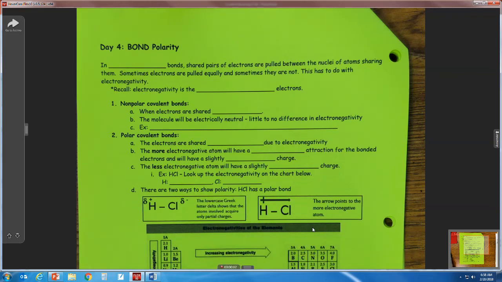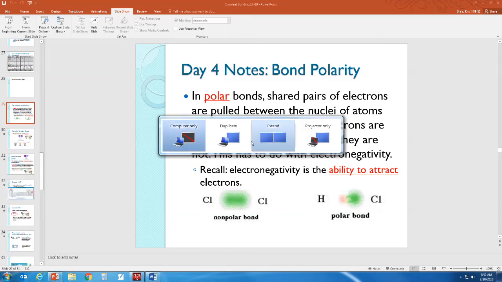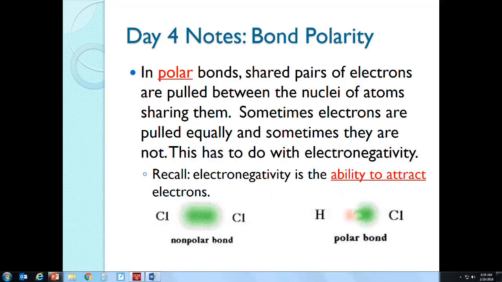Alright, hey guys, so today we're going to go over day 4, bond polarity. If you can just follow along in your packet, I'm going to use the slides, if it decides to work with me today. Okay, alright, so bond polarity.